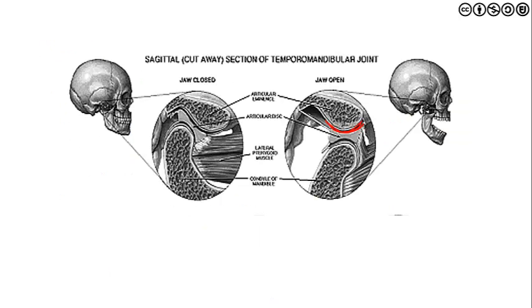So then you can see that with the jaw closed, the condyle is a little bit more posterior. As the jaw opens, lateral pterygoid pulls on that disc, also pulls on the mandible itself, and now it's going to glide forward and over the articular eminence.